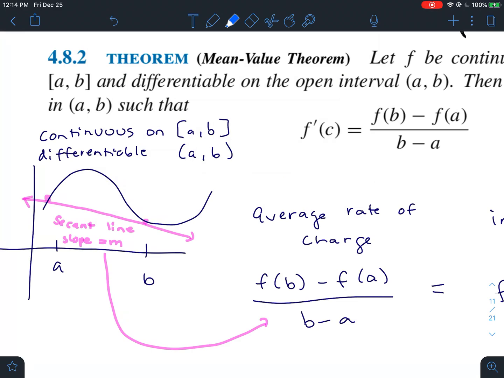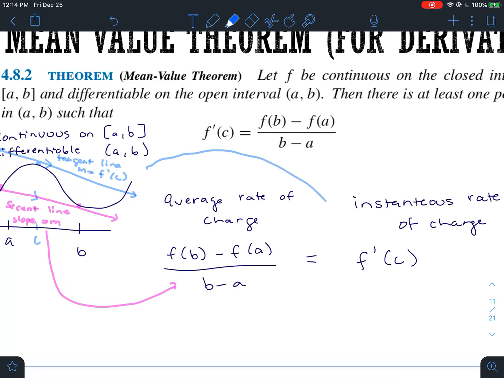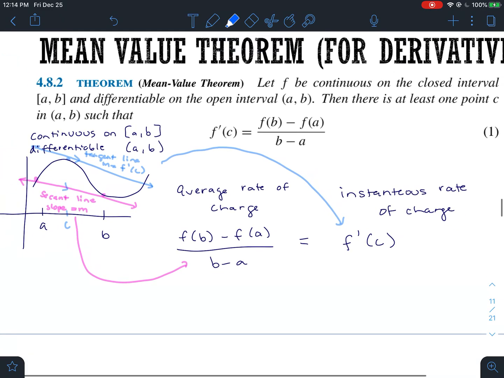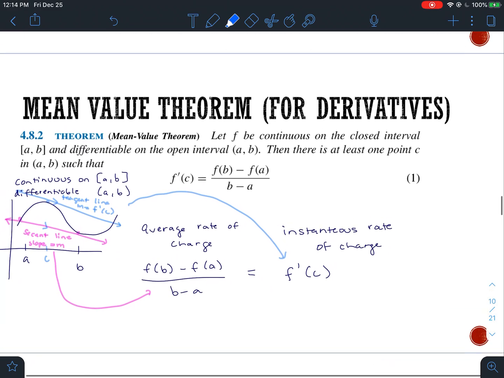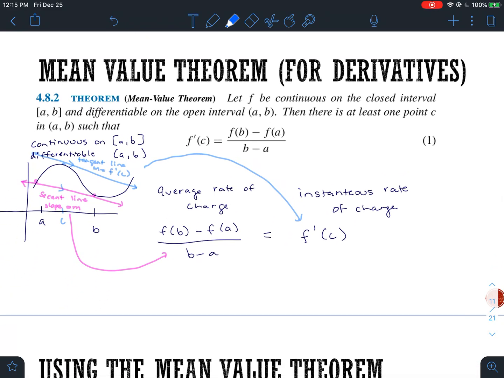Somewhere on that graph, you have a tangent line with the exact same slope. So probably about right there. If I were to draw a tangent line to the graph right there, that would be the tangent line. And the slope of that would be the derivative. And we'll just call that point C. And notice those two lines are parallel, which means their slopes would be the same. So the slope of the tangent line is going to equal the slope of the secant line somewhere on the picture, as long as the graph is continuous and differentiable. And that's what the mean value theorem for a derivative says.